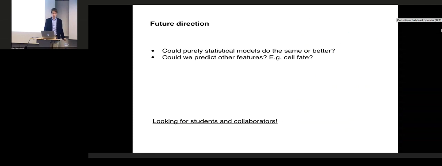For example, cell fate. When cells differentiate, it also affects their morphology and maybe their coarse-grained representations of the tissue, where we can actually predict the pattern of cell fates in cases where we cannot measure it by directly visualizing the relevant transcription factors. So I'd be very interested in talking to anyone else who would like to think about this problem.